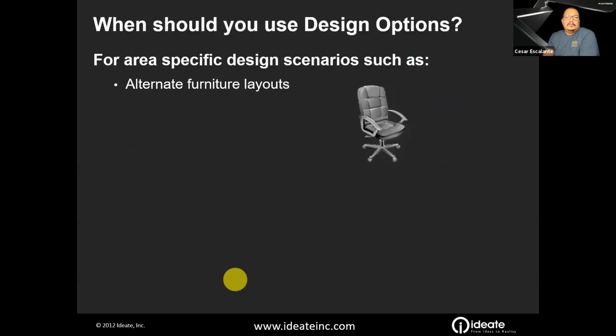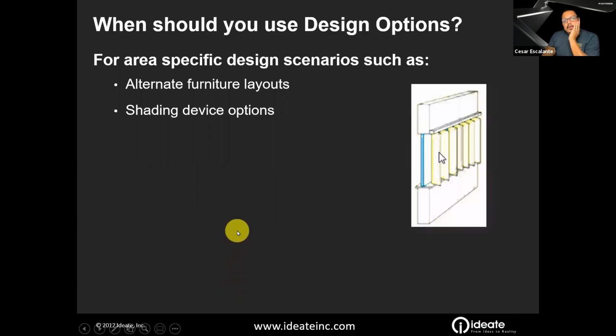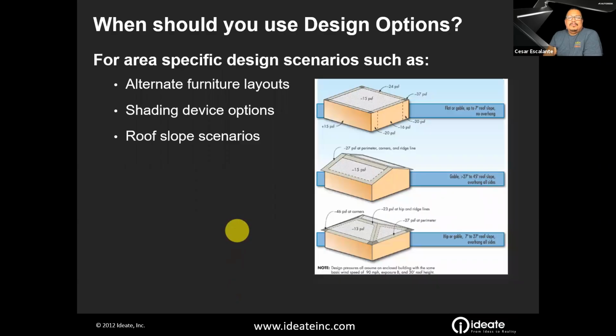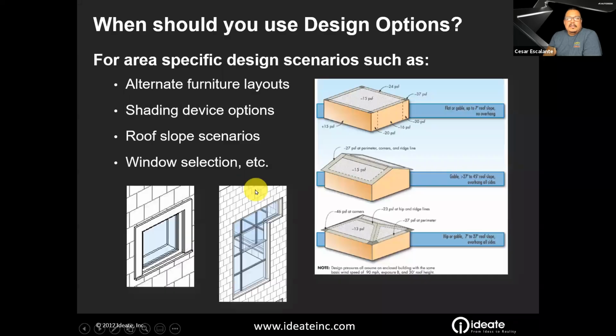When should we use design options? To display alternate floor plan layouts. It could be furniture layouts, it could be office layouts in the same level and contained within the same shell boundaries. You can use design options to display different shading devices or facade treatments. Sometimes it's used for roof. I'm probably not very keen about using it for roofs. But you can also use it for different types of material and window selections.